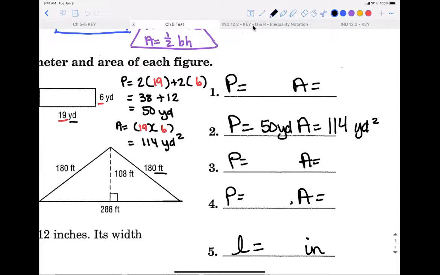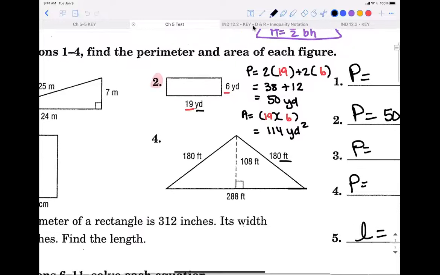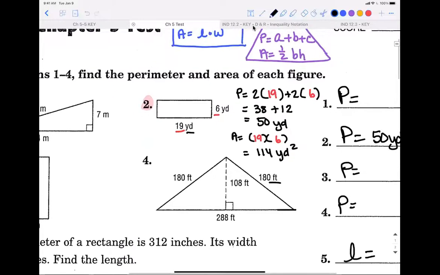Okay. I'll do one example of a triangle as well. And that way, all you have left to do is one of each on your own. So we have perimeter of a triangle. I'm going to use the purple equations now because I'm dealing with a triangle now. And for perimeter, I want side plus side plus side. So side plus side plus side. So 180 plus 180 plus 288. Those are the 3 sides of a triangle.